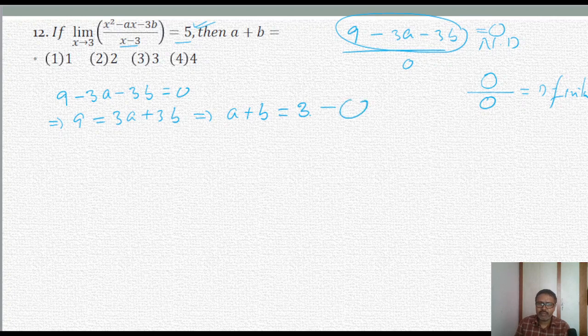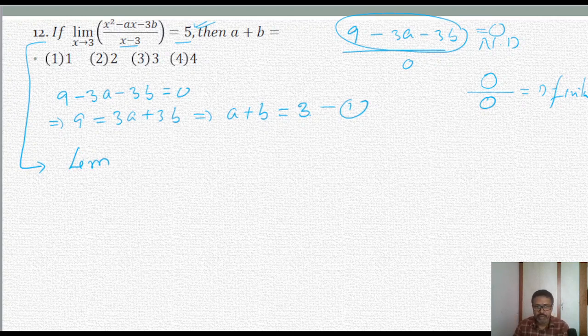Let us keep it as equation 1. Now what shall we do? We have decided it must be in the form of 0 by 0 because it is finite. I can apply L'Hospital rule for further simplification. By applying L'Hospital rule, differentiate the numerator and denominator separately.